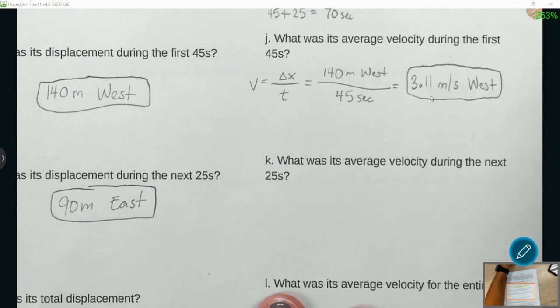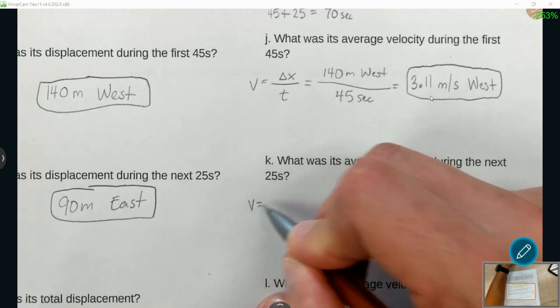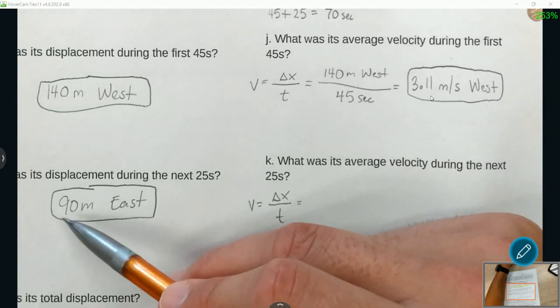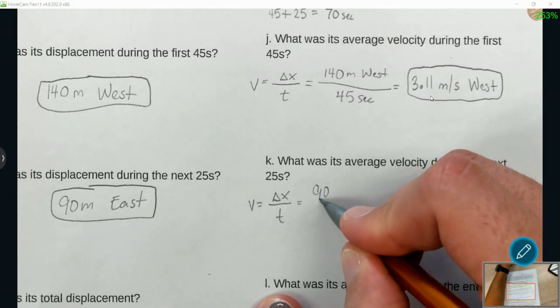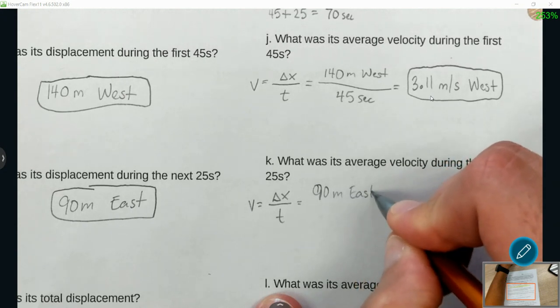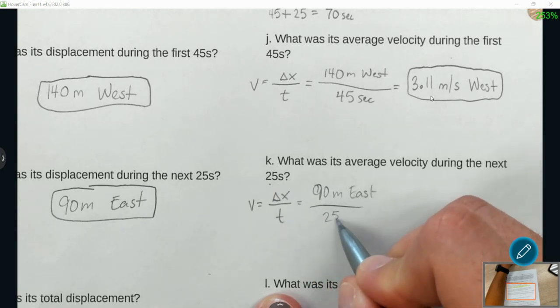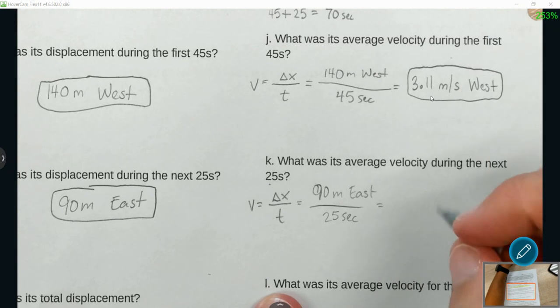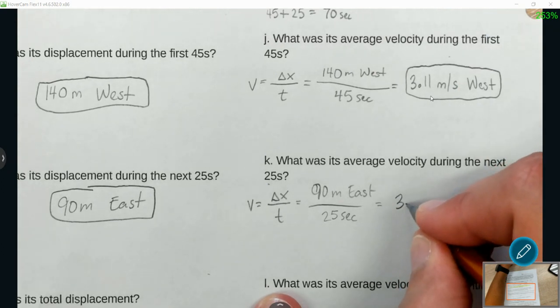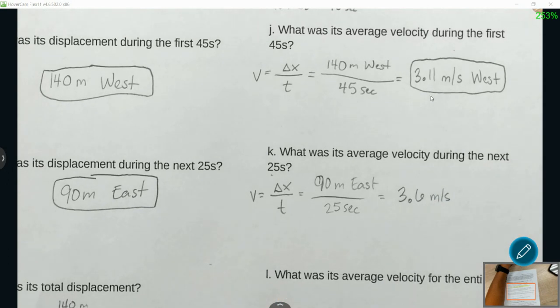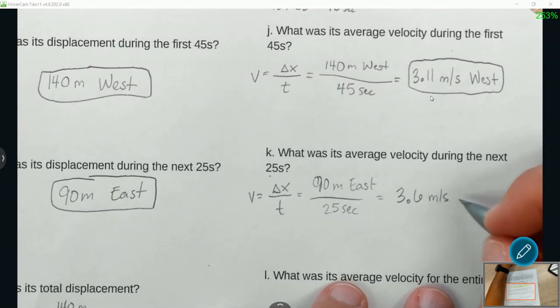The next one, average velocity for the 25 seconds. So same thing, delta x over t. Our displacement for the 25 seconds was 90 meters east, so we have 90 meters east divided by how long were you moving for in this part? 25 seconds. And that also will come out to be 3.6 meters per second. Is that good? Is that my final answer? No. What do I need? Right, you need the direction. You need east.